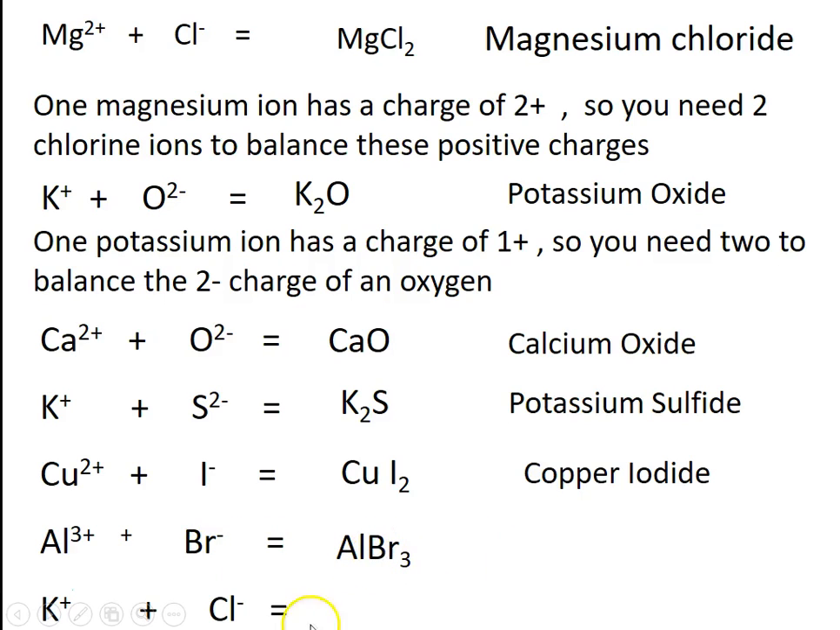3 of those. Each of these, 1 positive, 1 negative, we only need 1 of each. 1 of each. You can put the 1s in if you want to. 1 here, 1 here.